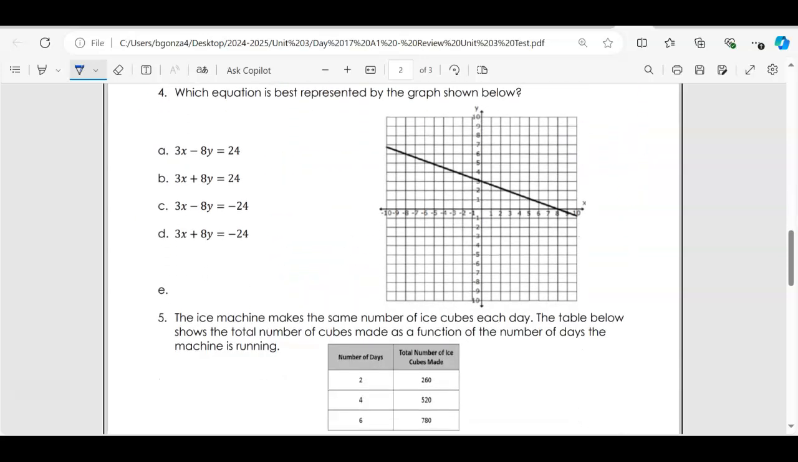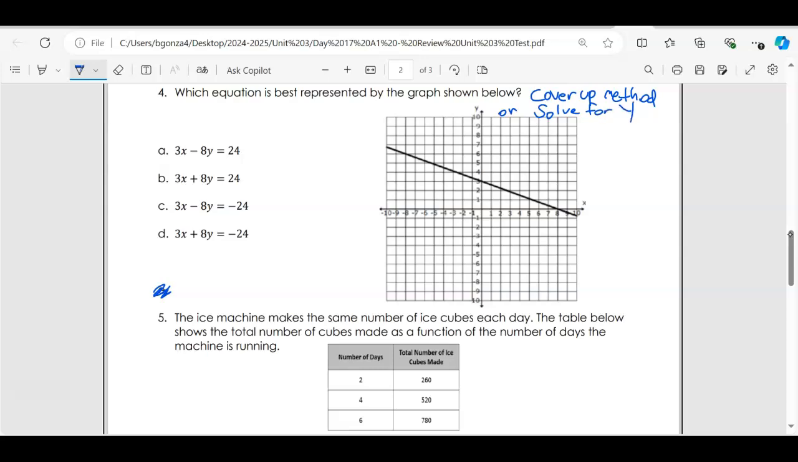Number 4, which equation best represents the graph shown below? So, scratch that E out. When you're doing these, you really want to think about how you can get this standard form into slope-intercept form. You can do either the cover-up method to solve for the intercepts, or solve for y. But you're basically going to have to take those answer choices and do something with them.